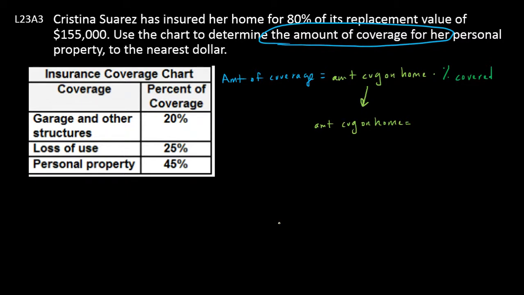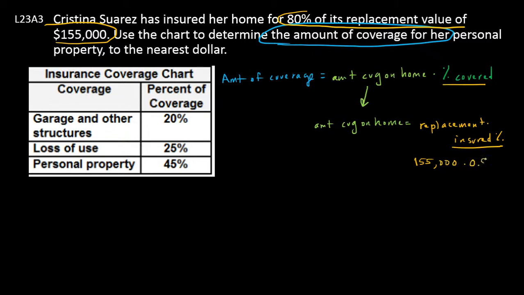That is determined by taking the replacement value and multiplying it by the insured percent. This insured percentage and this percentage covered are two different numbers. So if I want to know the amount of coverage on the home, it says right here in the text that her home is insured for 80% of its replacement value of $155,000. So we're going to take $155,000 and multiply it by 0.80, and that's going to tell us what 80% of $155,000 is.